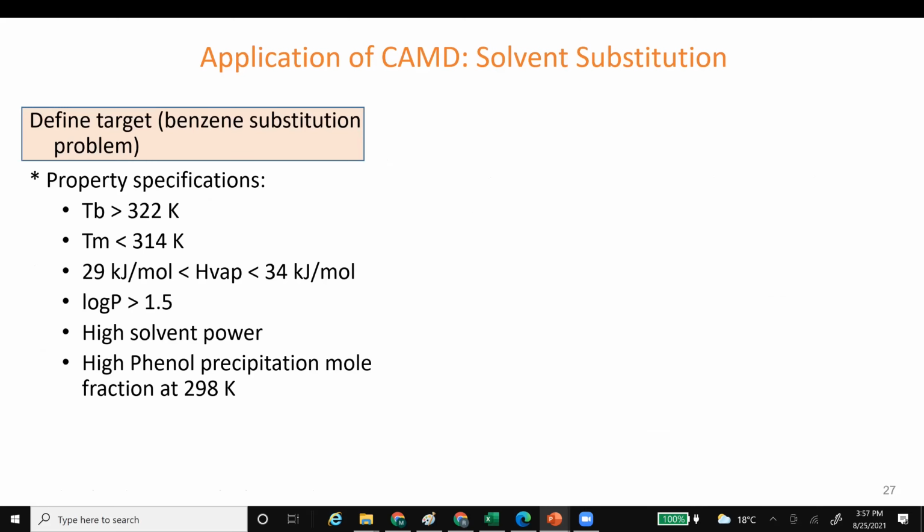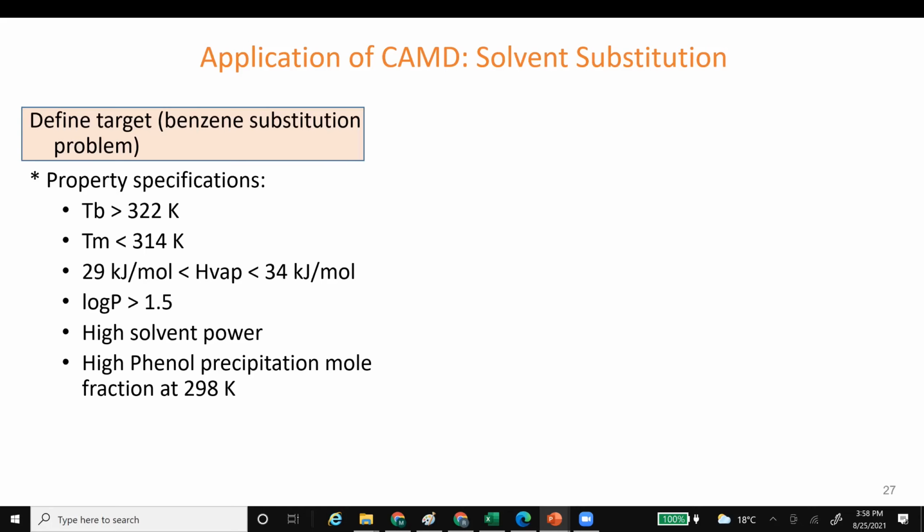So here is an example, the same problem that was done before. We want to substitute benzene. We give the boiling point, the melting point, heat of vaporization, which is similar to benzene, and log P, the octanol-water partition coefficient, greater than 1.5. So it is not soluble in water. Benzene is very slightly soluble in water. It should have high solvent power for phenol, which will be extracted from water. And phenol, one could precipitate out the phenol after it has been removed. So these are all the properties we need.